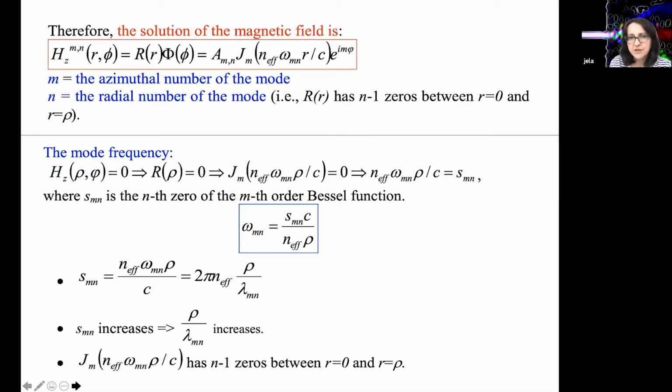Any questions about this? I mean, we'll go through the example later on. I'm just quickly going through the math, but it will be clear what is going on when we plot the field based on all of this. Okay. Any questions? If not, let's keep going.